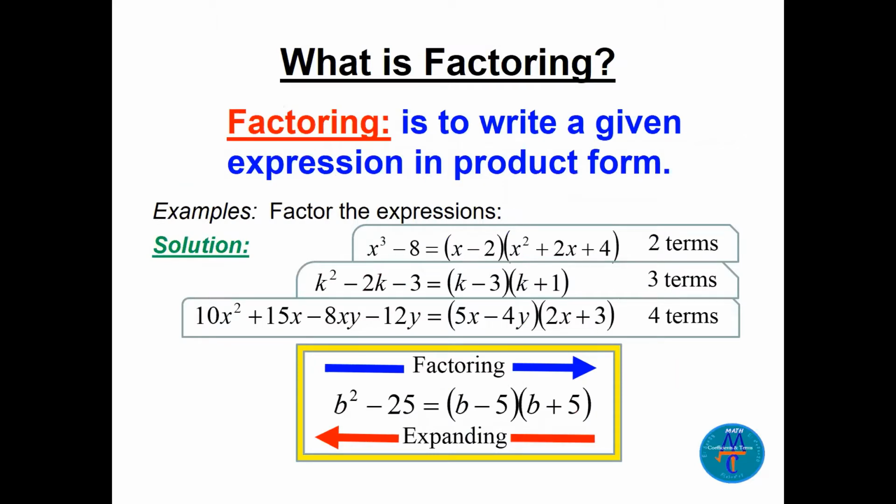Also, if you did not see lecture 10, factoring is important to understand before you start doing any question. Factoring is to write the expression in product form. That's a simple definition. You have to write the whole expression, like x cubed minus 8, in two brackets or three brackets, whatever. So b squared minus 25 is factored like this: b minus 5, b plus 5. If you multiply these, we call it expanding. So expanding is the opposite of factoring.